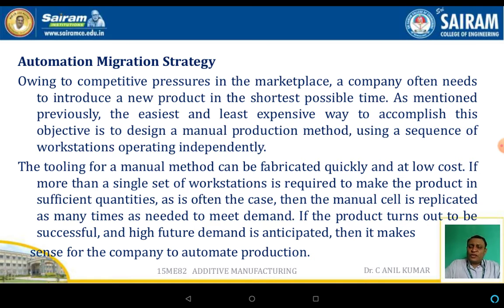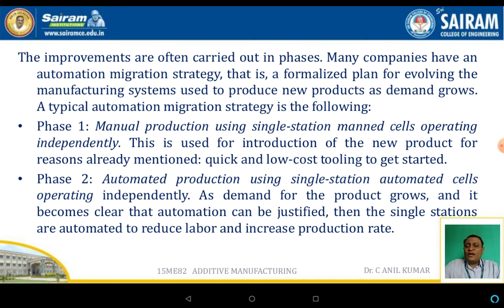Now, the tooling for the manual methods can be fabricated quickly at low cost. If more than a single set of workstations is required to make the product in sufficient quantities, as is often the case, then the manual cell is replicated as many times as needed to meet the demand. If the product turns out to be successful and high future demand is anticipated, then it makes sense for a company to automate the production. The improvement is often carried out in phases.